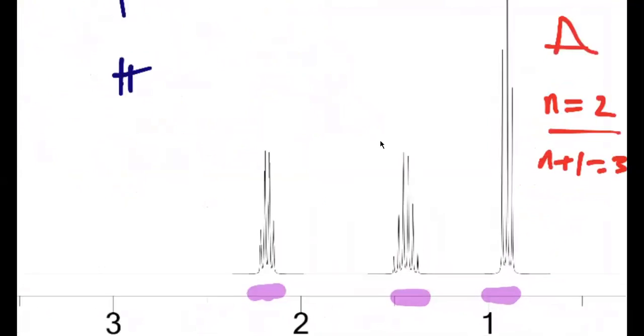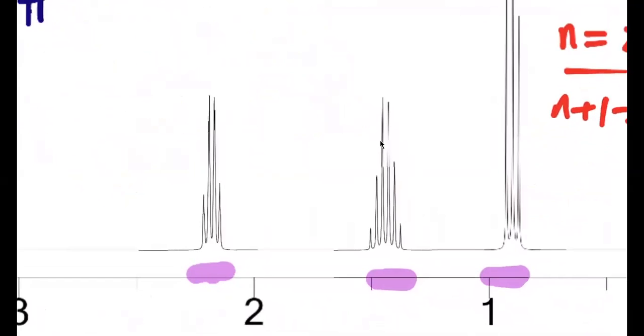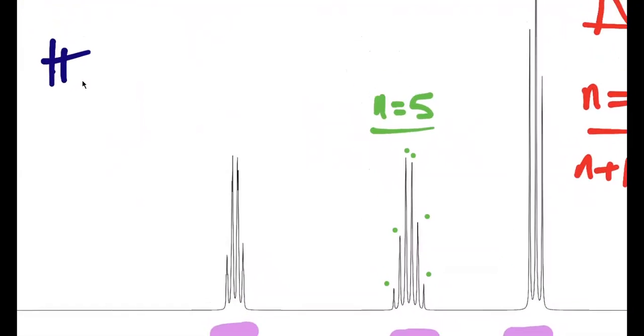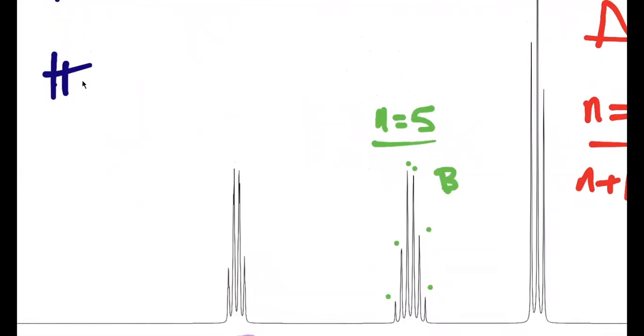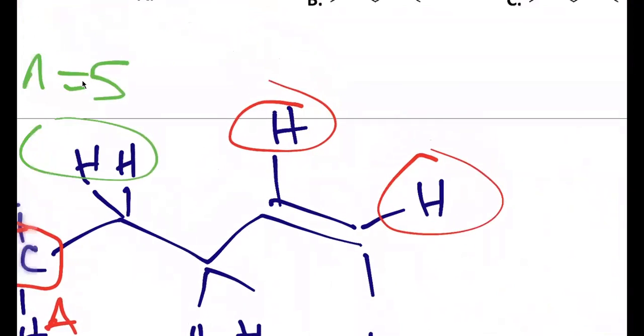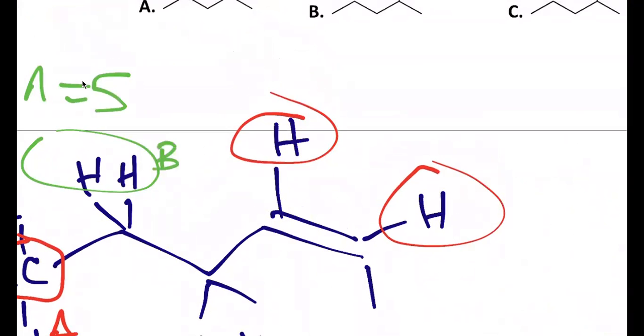Let's zoom in on our signals down here. We got 2 signals to pick from. Which one is split into 6 lines? One at about 1.4. Got 6 lines in there, so that means that N is 5. We already showed that. So we're going to call that B. It's the green set right here, B.